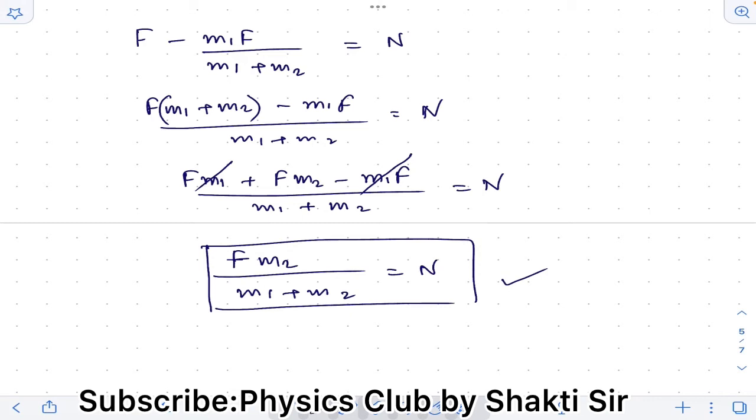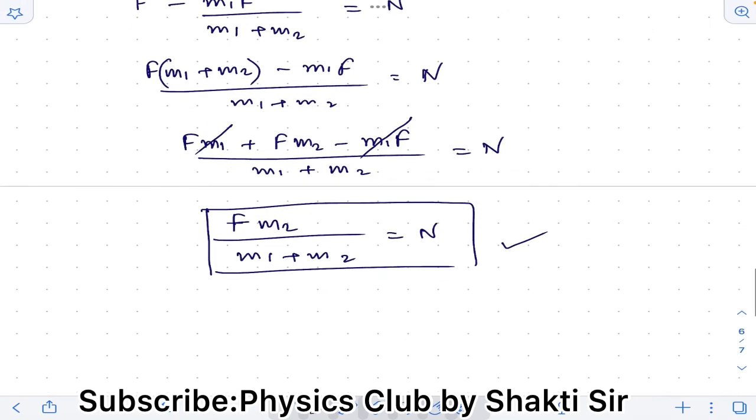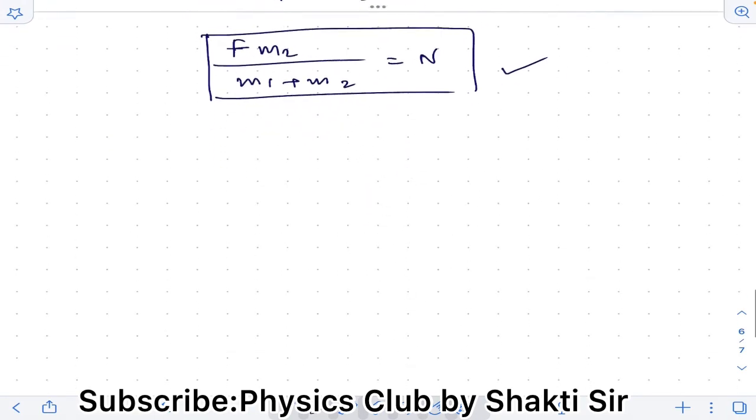Okay, I hope you understand the concept of how to calculate the normal reaction. Let's move toward the three block system. How to calculate the normal reaction if we have three blocks in contact. So example number three.